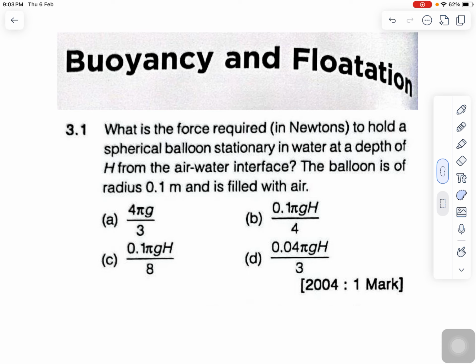So here, this one is the second lecture, the second PYQ series of fluid mechanics. That is buoyancy and flotation.